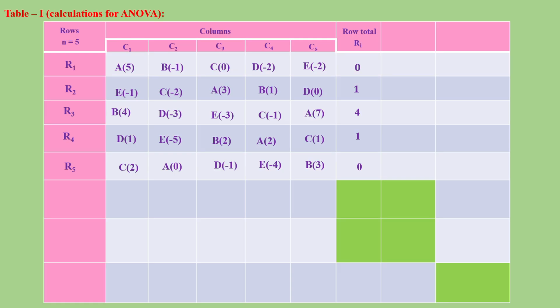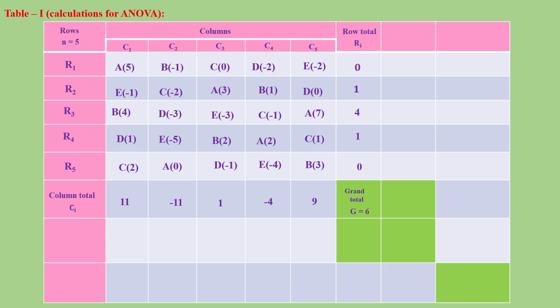Similarly for the column, add the numbers in the first column: 5 minus 1, 4 plus 1 plus 2. So 11, minus 11, 1, minus 4, 9. Adding the row totals or the column totals, both should be the same. So you will get grand total G is equal to 6.